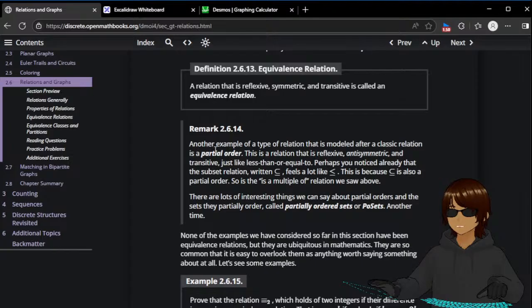Another example of a type of relation that is modeled after a classic relation is partial order. This is a relation that is reflexive, anti-symmetric, and transitive, just like less than or equal to. So transitive, reflexive, but not symmetric.